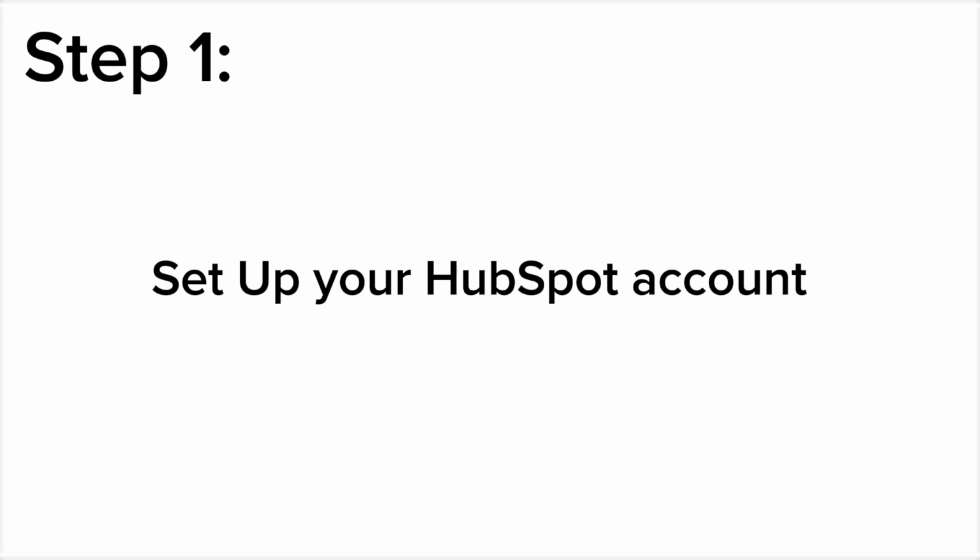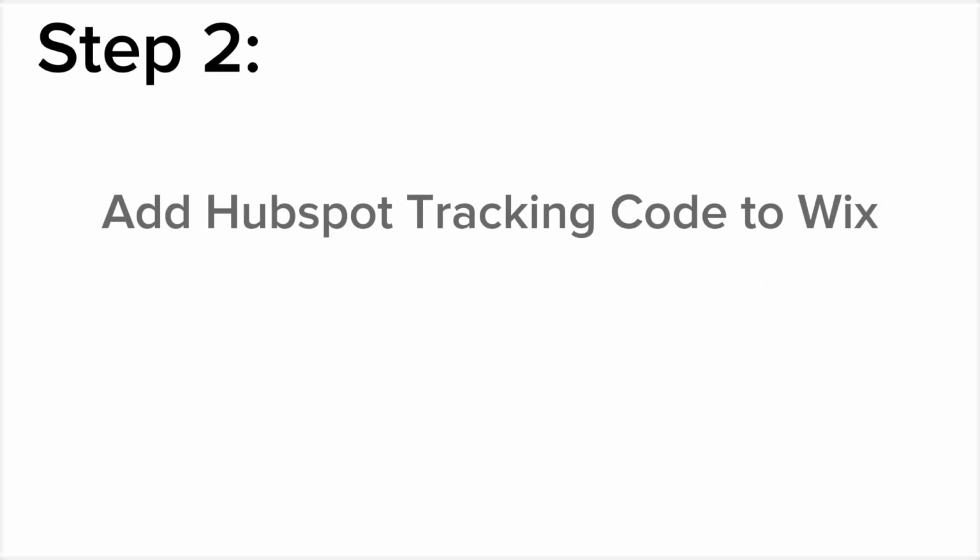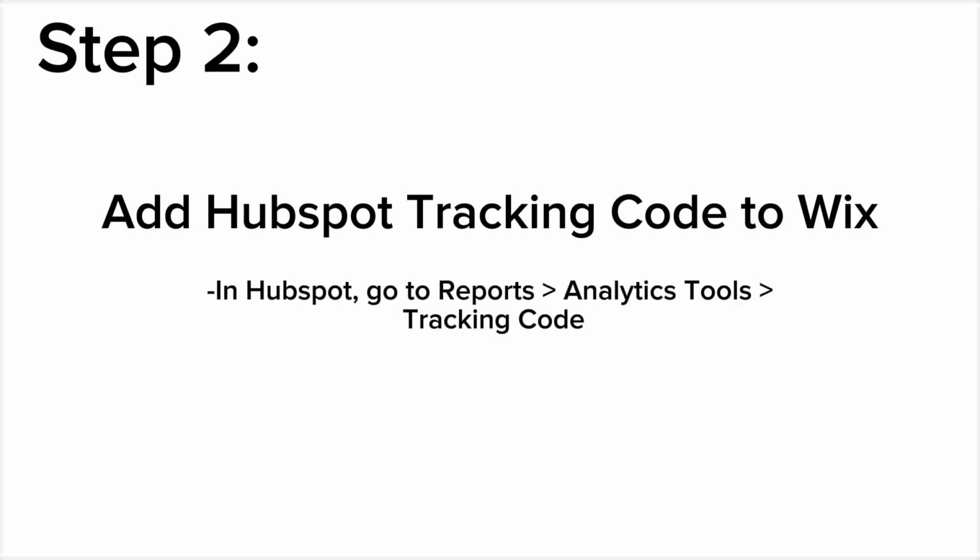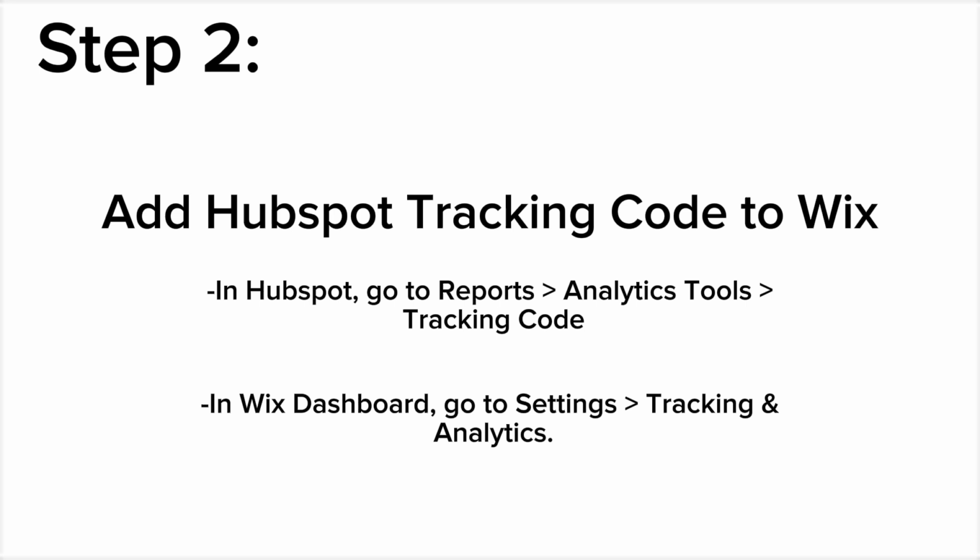Second step, add HubSpot tracking code to Wix. Get the tracking code. In HubSpot, go to Reports, Analytics Tools, Tracking Code, copy the tracking code provided. Now to add on Wix, on your Wix dashboard, go to Settings, go to Tracking and Analytics, click on New Tool and Custom. Paste the HubSpot tracking code and set it to load on all pages.